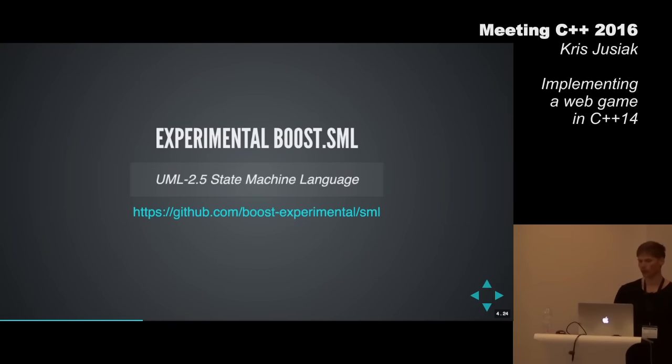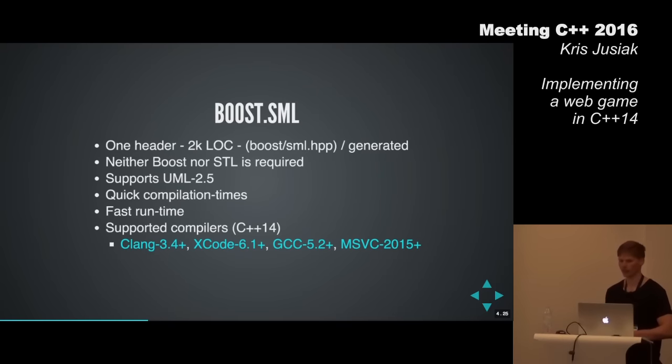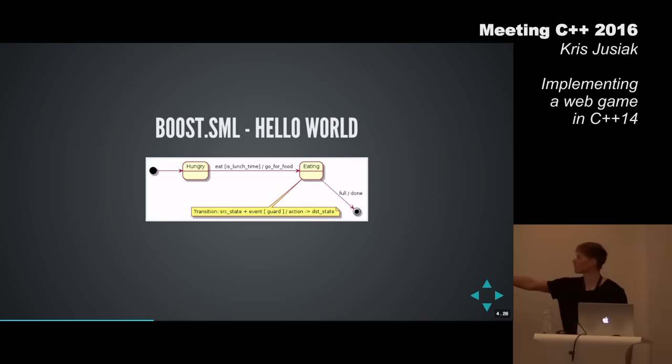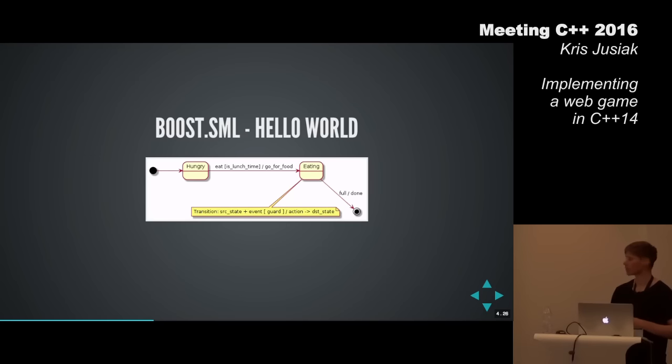And another library which we'll use is SML, which is a state machine library. Is anyone familiar with UML state machine diagrams? Awesome. So, again, a nice library. Hello world. So that's the UML specification. We have an initial state, which is the dot. We have some flow, which will be expressed via the diagram. We have a state, which is hungry. We have the event, which is eat. After that, we have a guard, is lunchtime. If that guard is actually true, we go for food. We eat. When we are full, we are done. And you can see here in the yellow note, the UML notation is source state plus event [guard] forward slash action, destination state.